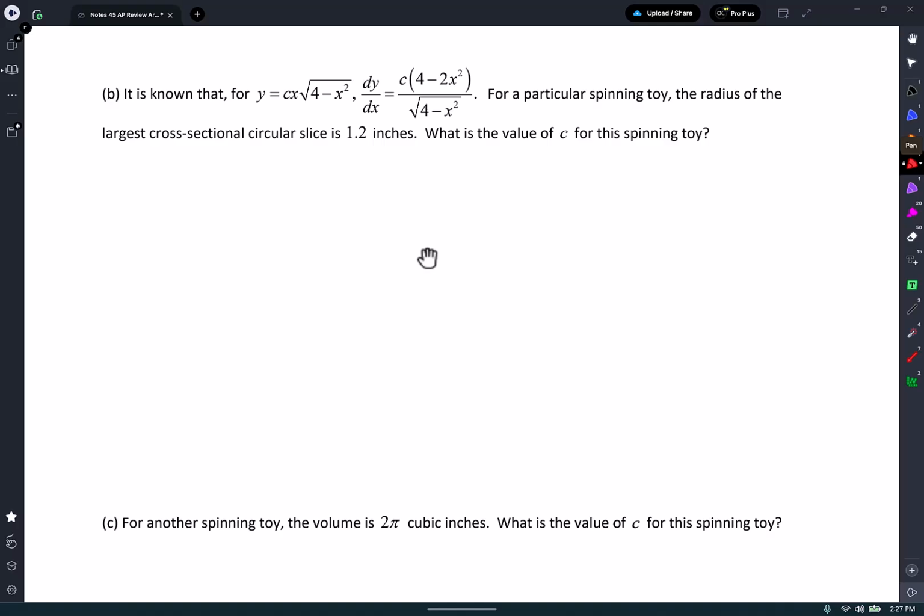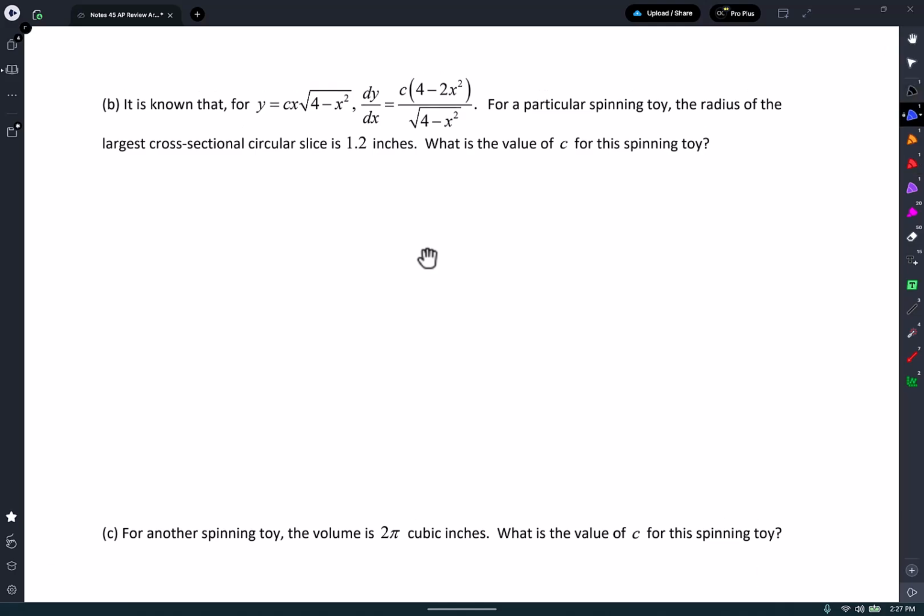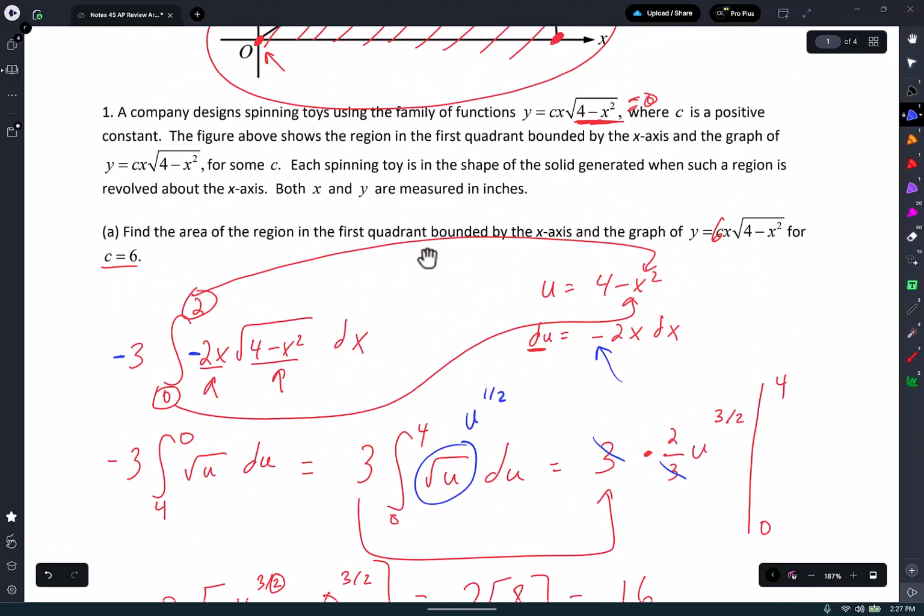It is known that for y equals cx squared or 4 minus x squared, dy dx equals this expression. So they're being nice. They don't have to, but they're telling us what the derivative is, so we don't have to do the chain rule and all that. They did it for us. For a particular spinning toy, the radius of the largest cross-section circular slice is 1.2 inches. What is the value of c for this spinning toy? I remember when we did this, I said that I was going to put that picture in the second page, and I never did. So let's go back to this.